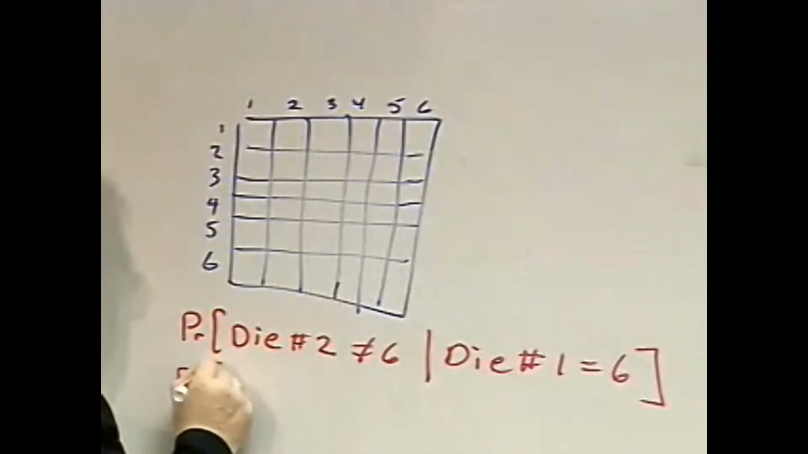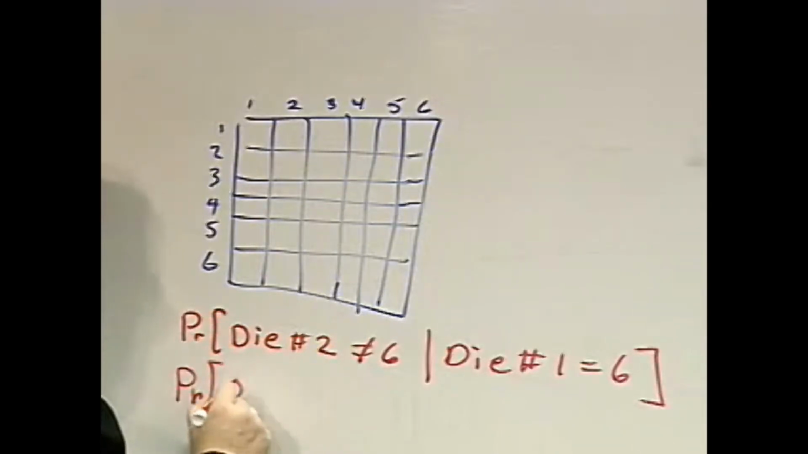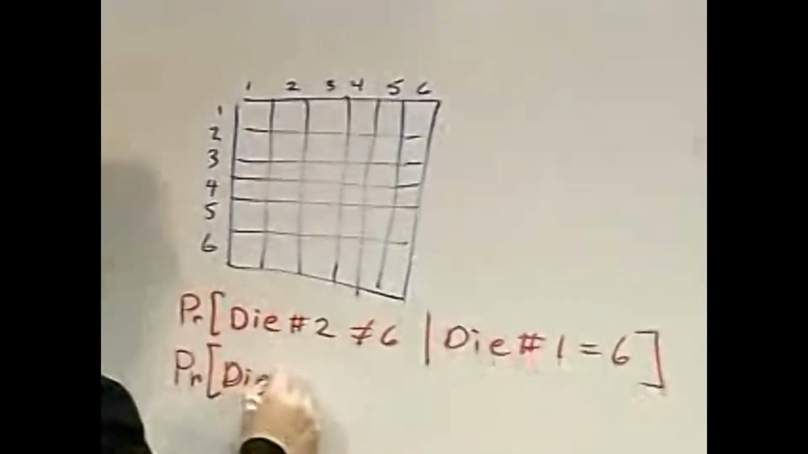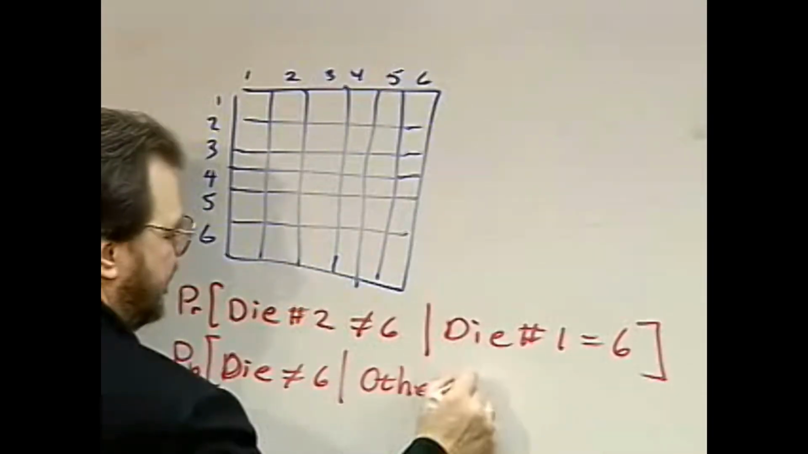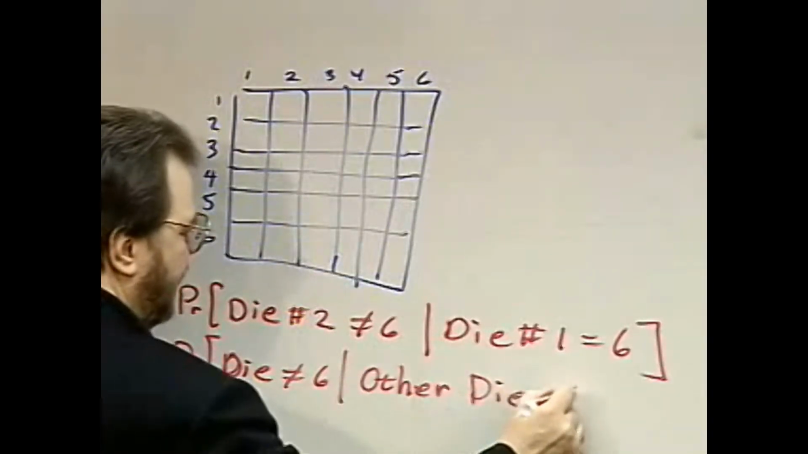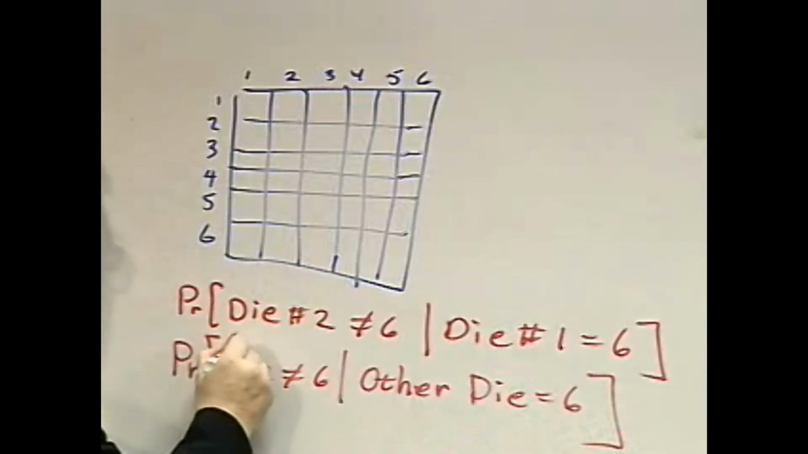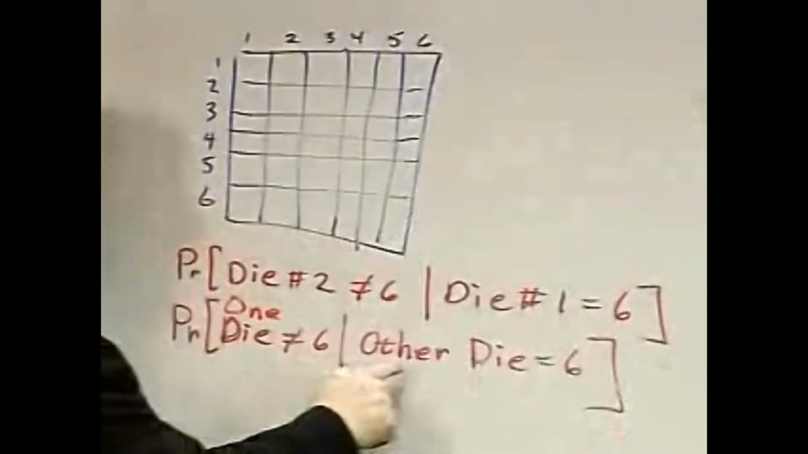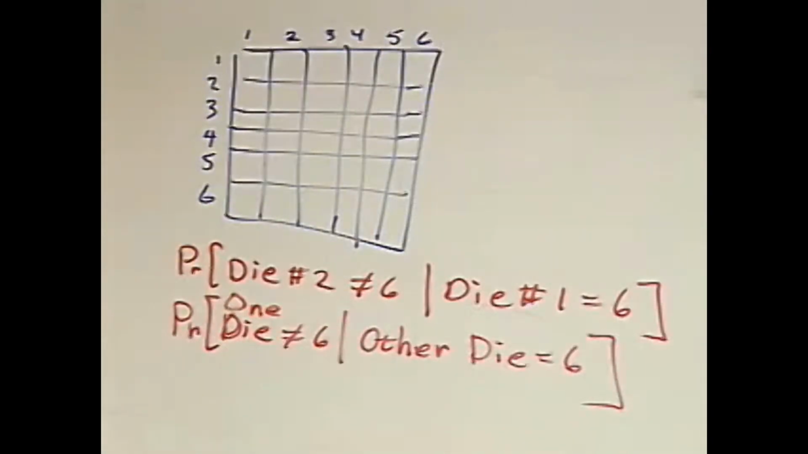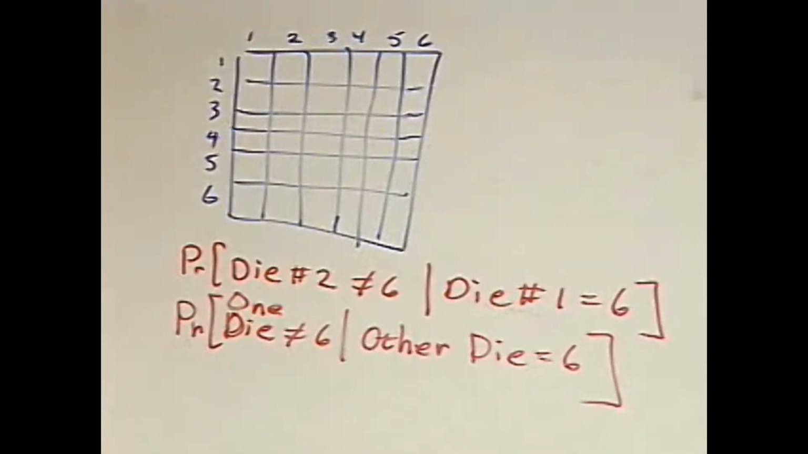The other one is the probability that a die is not equal to 6, given the other die is equal to 6. And this should be one die is not equal to 6, given the other die is equal to 6. These are 2 separate problems with 2 separate answers. And here we get into the distinguishing between the 2.